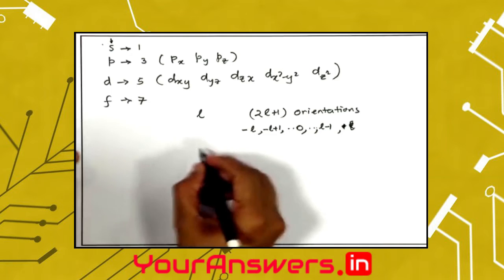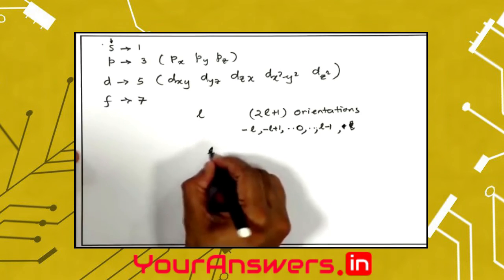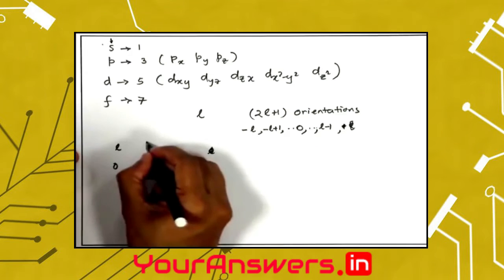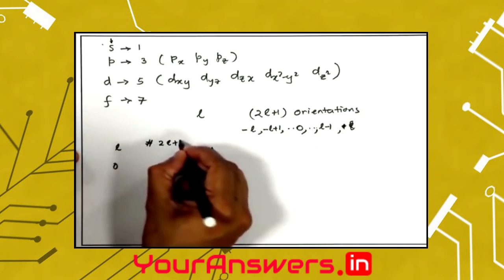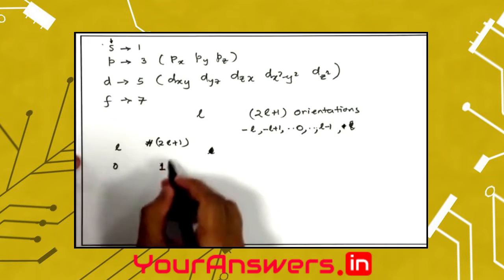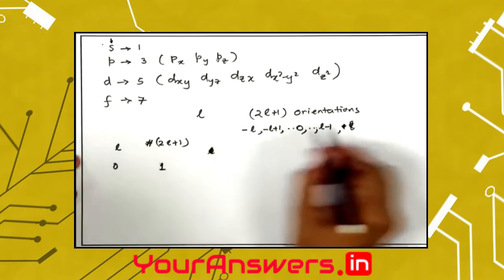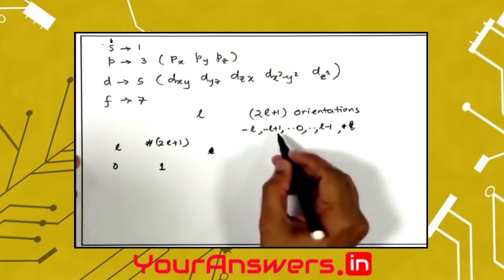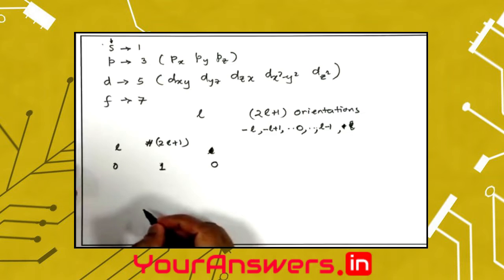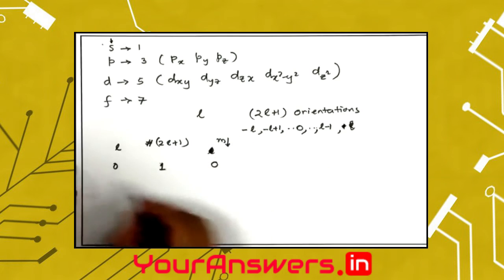So, let us say L is 0. How many orientations are given by 2L plus 1? 2L plus 1 is 1 because L is 0, and what are the values? It goes from minus L to plus L. What is my L? 0. So, minus L is 0 and plus L is 0. So, we got only one value. This is the value of the magnetic quantum number m.